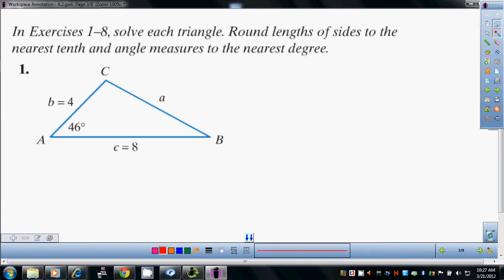Always start out thinking law of sines or SOHCAHTOA. SOHCAHTOA fits a right triangle. This one's not. I have to throw that out. Law of sines. Do I have a side angle pair? No. I have to throw that out. So now I use the law of cosines.